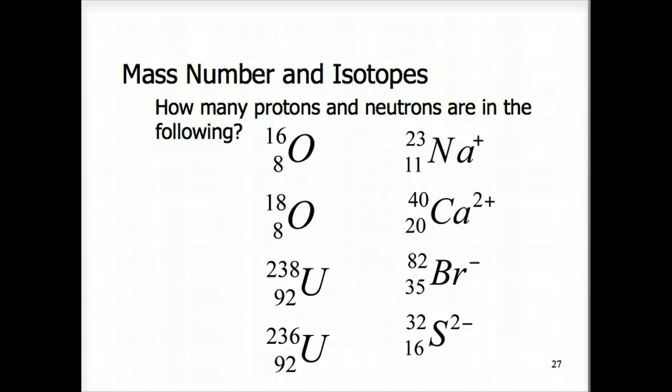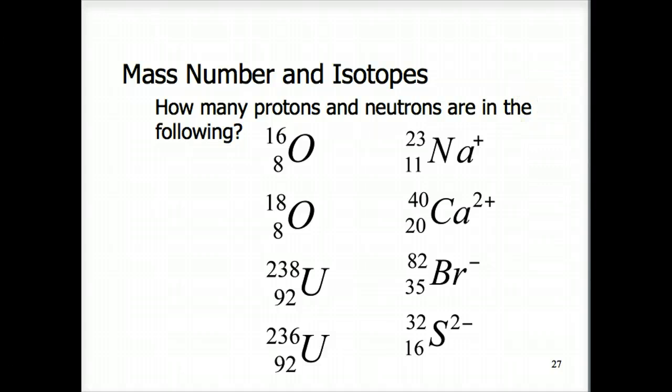Here are some more that you can do. Here is oxygen in its normal form, 16 and 8, and 18 and 8, the one we just did. Uranium also has a number of isotopes, uranium-238 or uranium-236. Note the 92 is still there. That dictates that it's uranium. We also have some ions over here, so let's not look at those until we do these first.